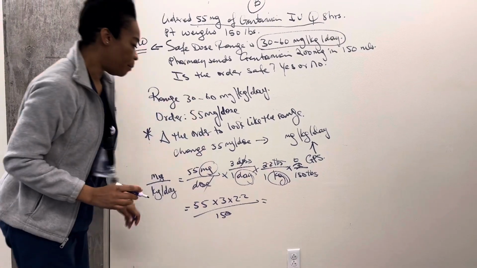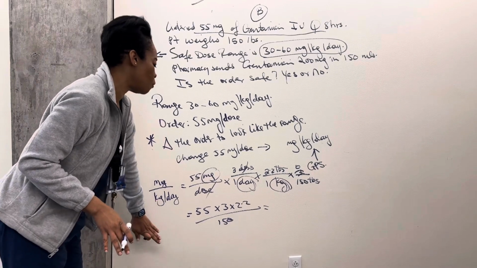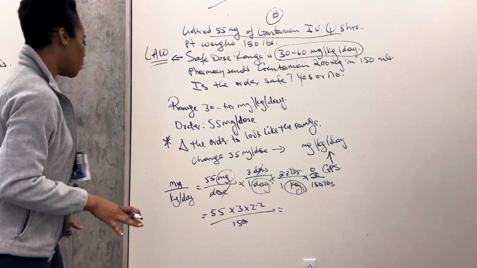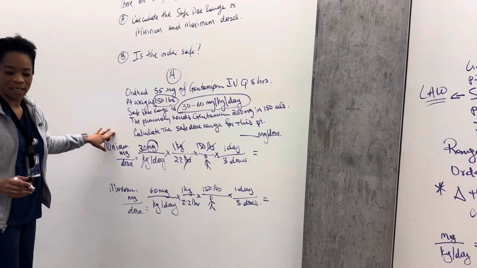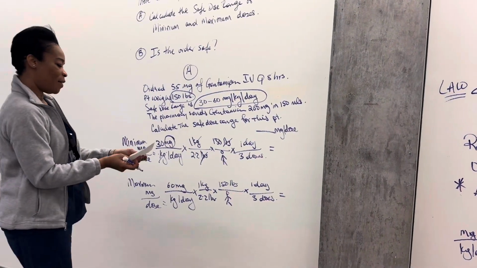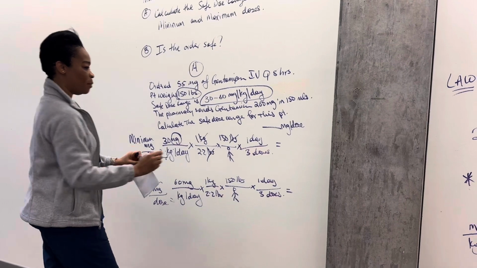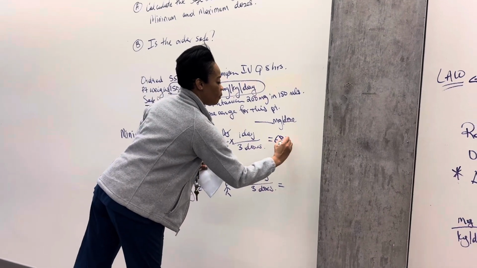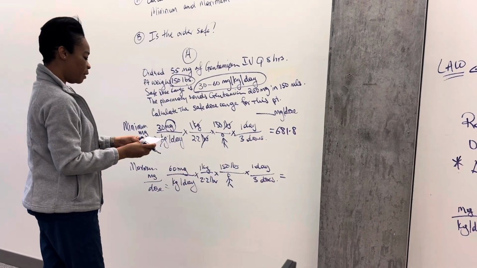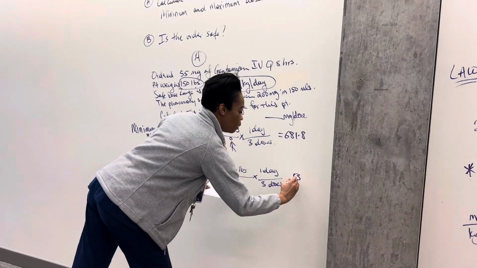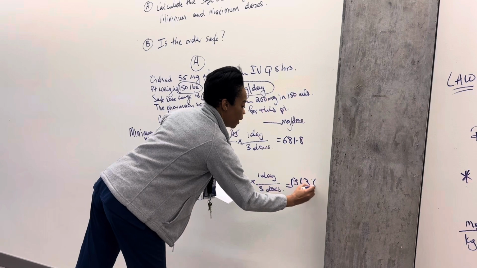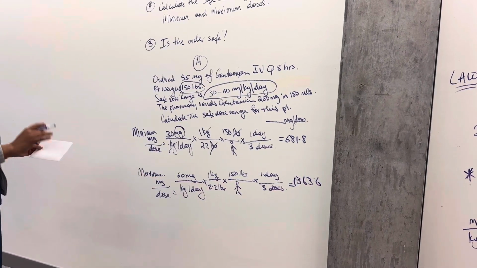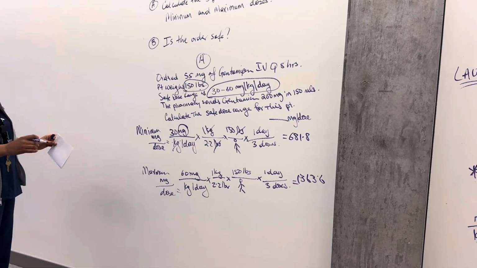Okay? And we're going to pop over here. We're going to ask Susan to work this one out for us as well. But we're going to pop back over here. Susan, what's my answer for the minimum? All right, so we have 681.8. And the maximum, 1363.6. All right, and that's all milligrams per dose.